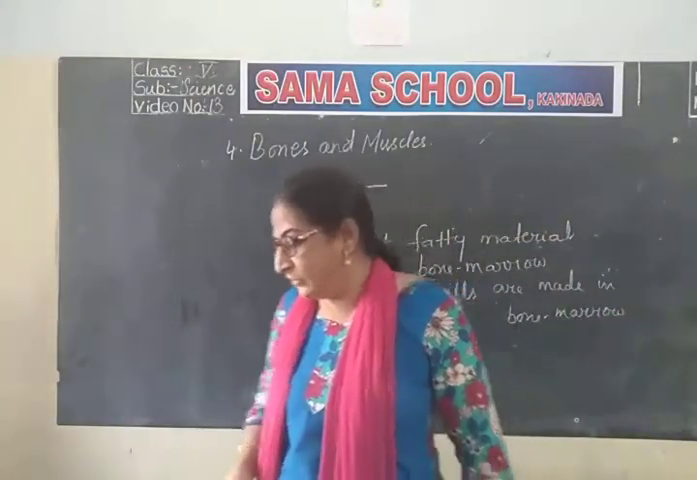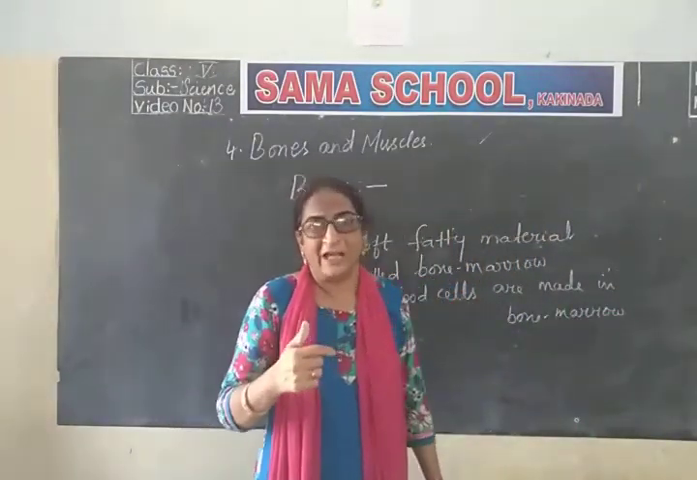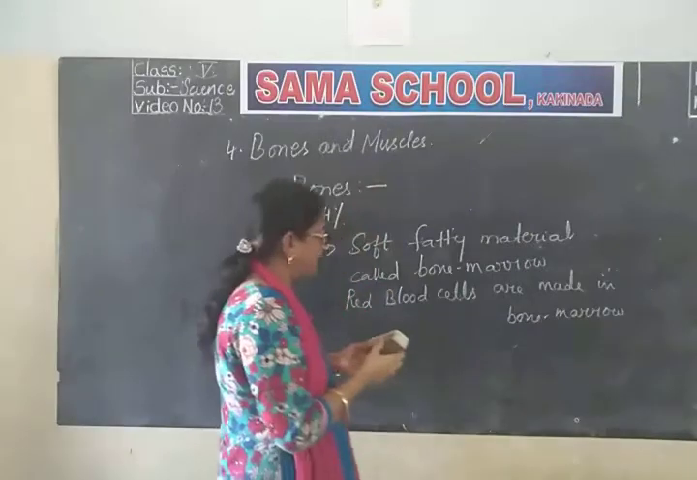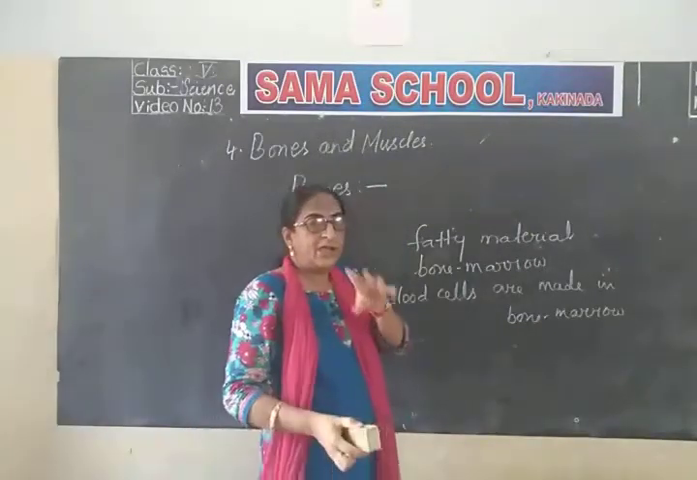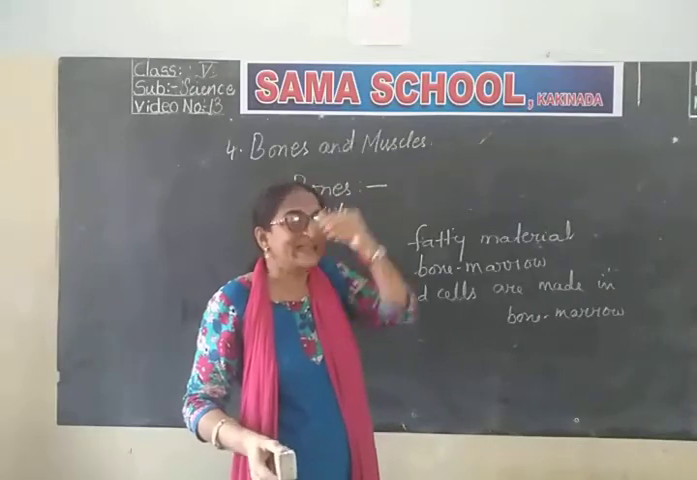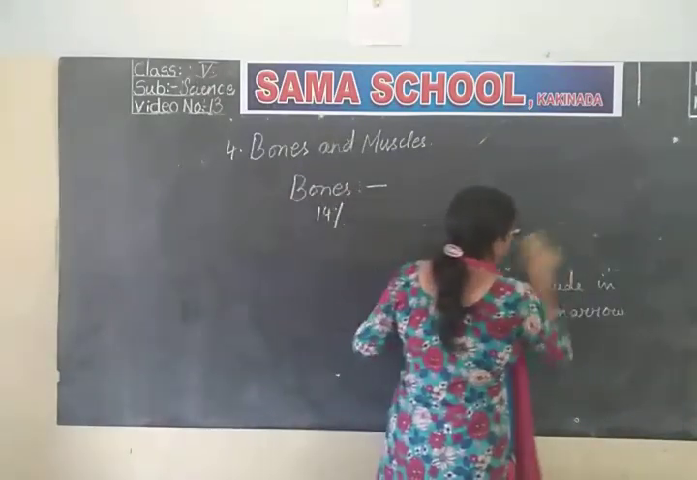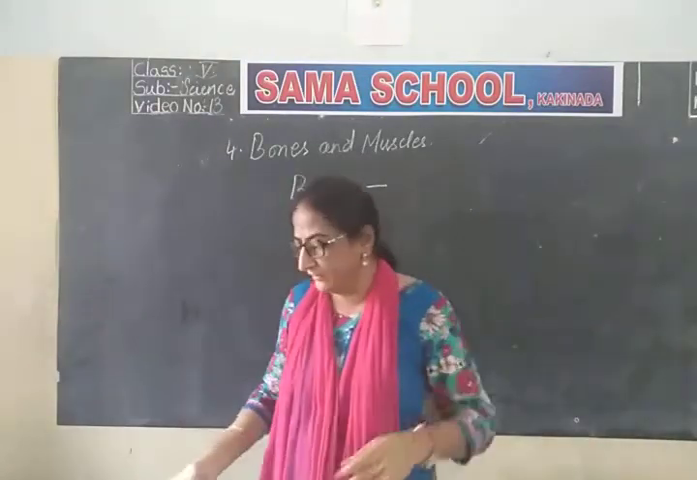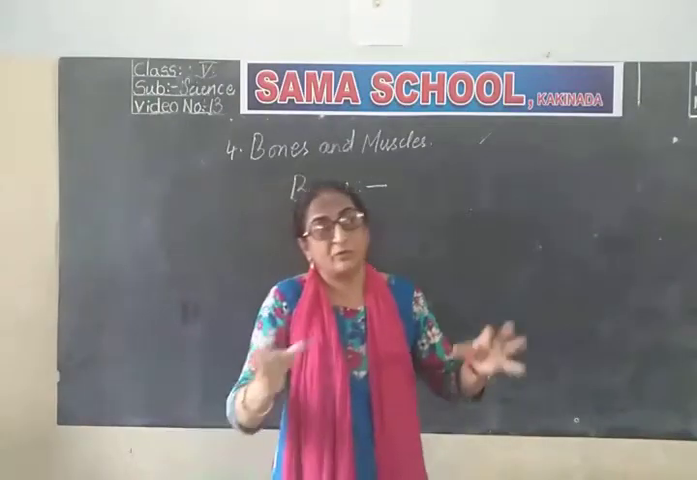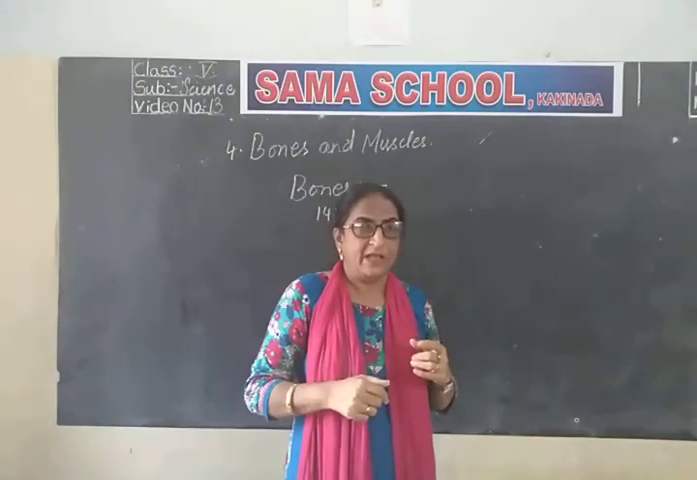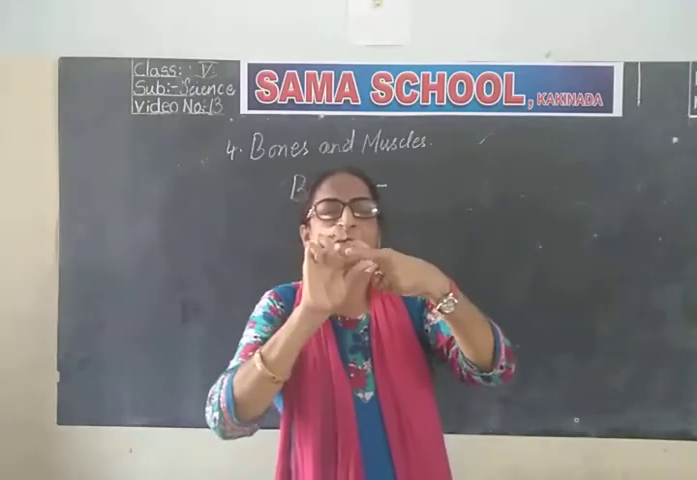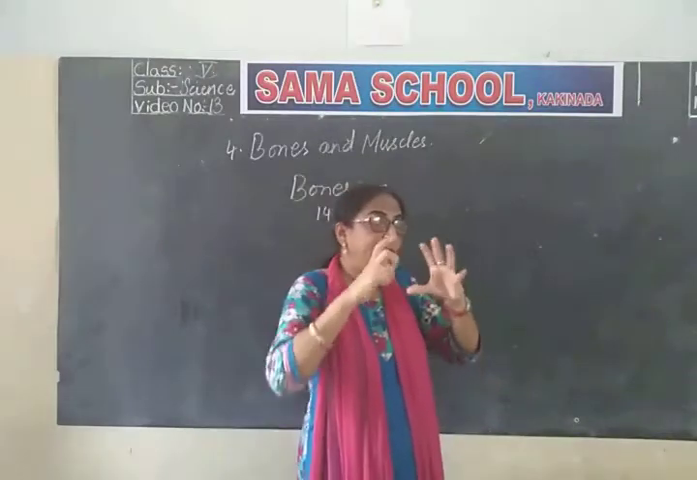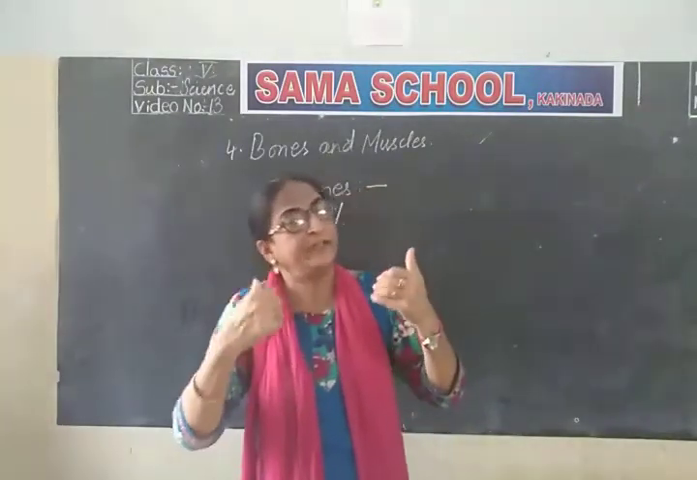Now, different parts of our body have different types and different numbers of bones. The soft fatty material is bone marrow, and red blood cells are made in the bone marrow. Each part has a different number of bones, and they also differ in size and shape, isn't it? For example, I show you the bones of this finger. See here, small bones. See here, this one has long bones.